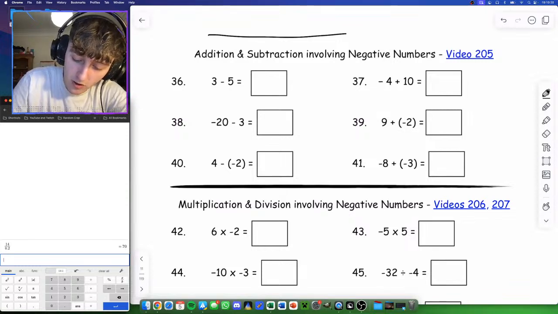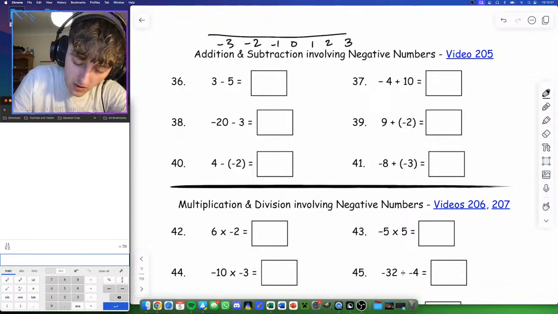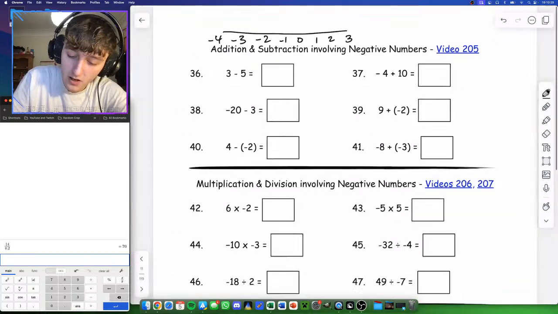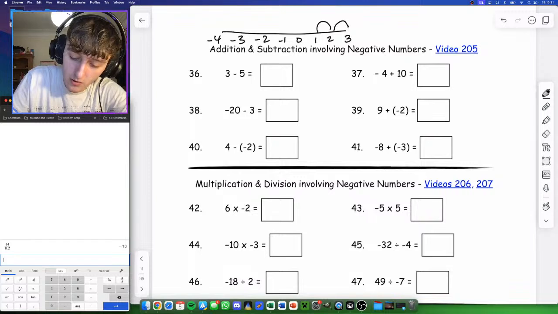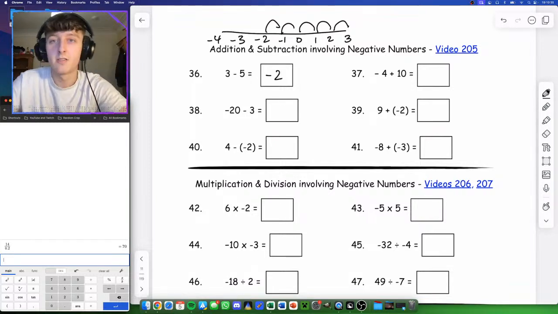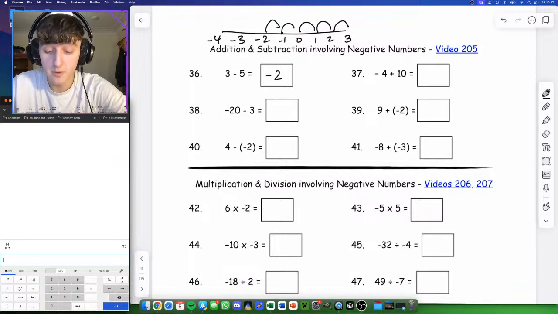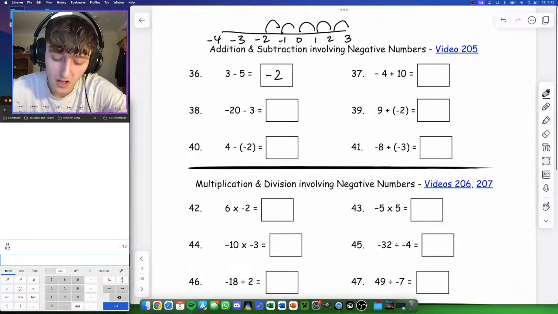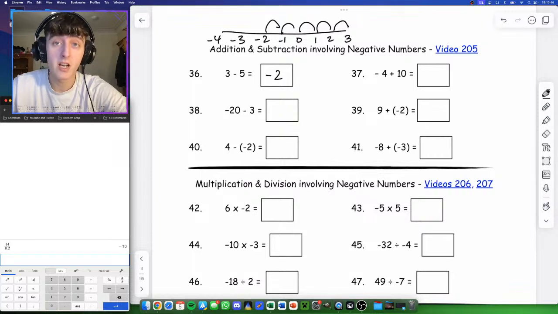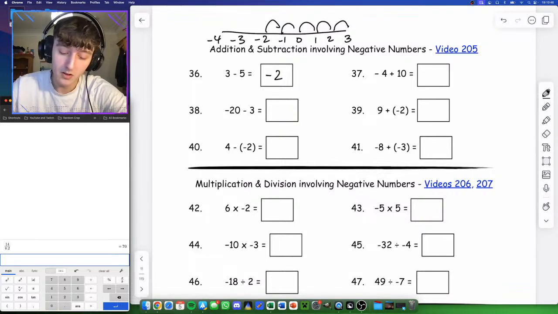So you have 3 here, then 2, 1, 0, -1, -2, -3, -4. That should be enough. So we start on 3, then 1, 2, 3, 4, 5, -2. There you go. You shouldn't need to do that in the exam, but there's just my proof to show how we get -2. So if we do the same thing for -20 - 3, you're already at -20, so count back, -21, -22, -23.